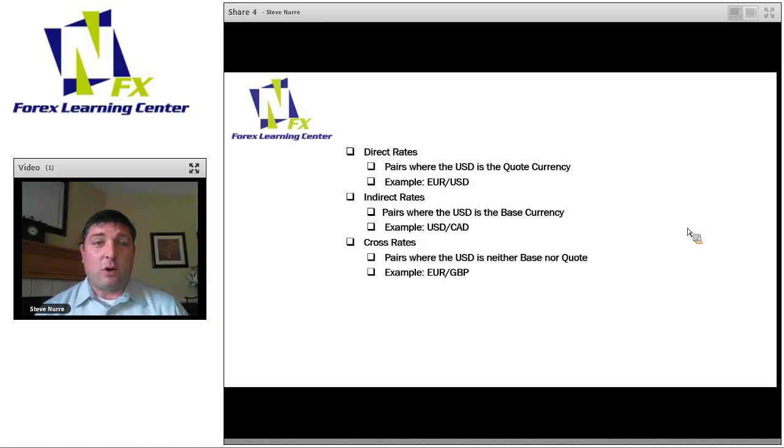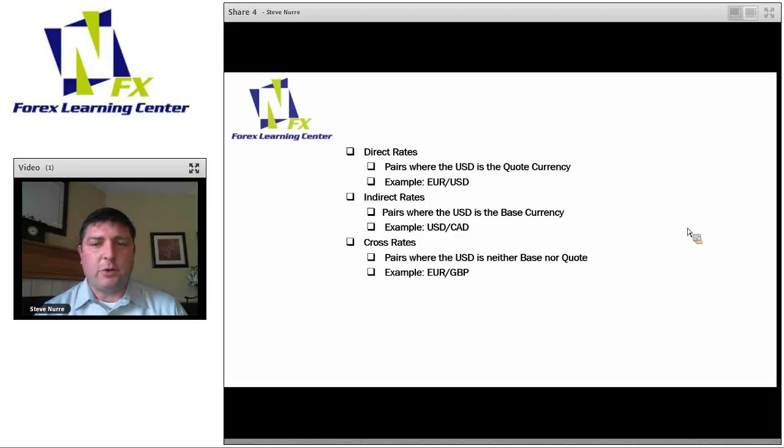And then we have what are called cross rate transactions, and those are pairs where the US dollar is neither the base nor the quote currency. So for me, that would be like the Euro-Pound pair. Depending on what pair you're trading on a cross rate, or what we like to call a dollar neutral transaction, those pip values can actually vary by quite a bit.